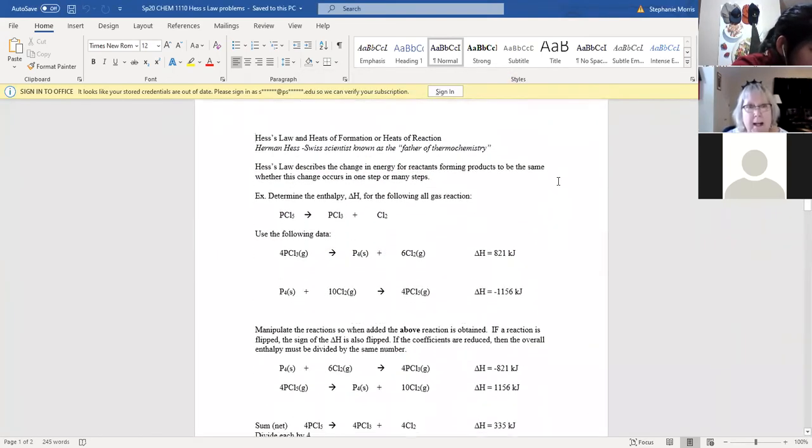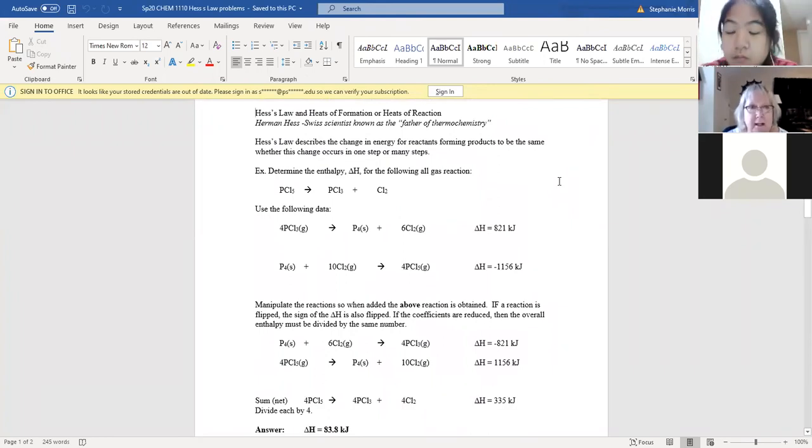Okay, Hess's law, it's named after a scientist. See these delta H's? These are called your energy of reaction. They're enthalpy values. It's a thermodynamic big word for delta H. It's energy. And for this first reaction, this is my goal: 1 phosphorus pentachloride, 1 phosphorus trichloride, and 1 chlorine. That's my goal. So they give me these 2 steps.